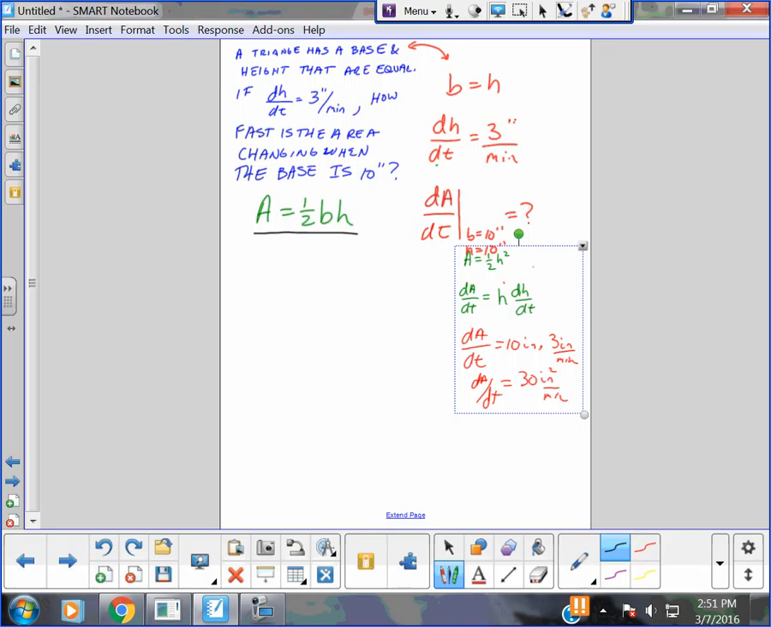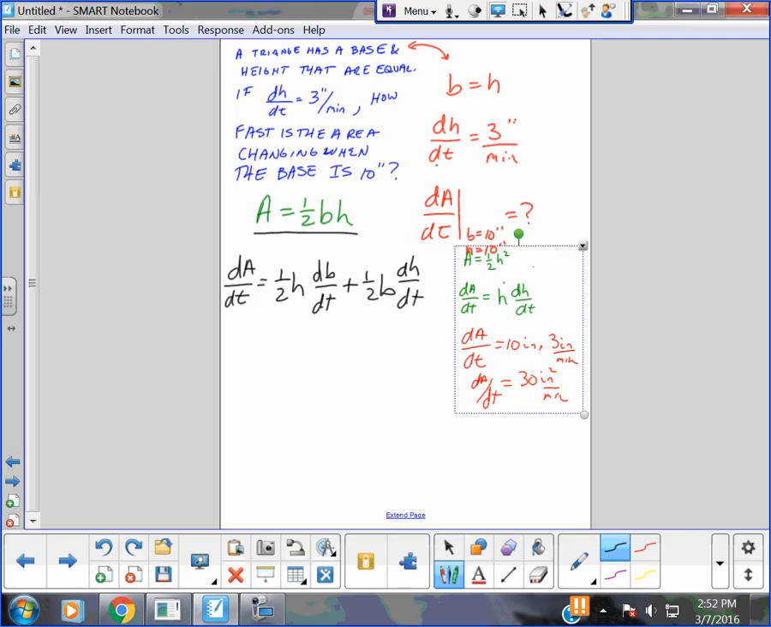So guys, the derivative of A is still dA/dt, right? Now, if I do it with respect to b, what's the derivative of b? 1, right? So we get 1/2 h dB/dt, plus, what's the derivative of h? 1, so we get 1/2 b dH/dt.